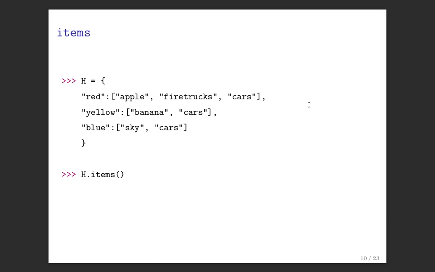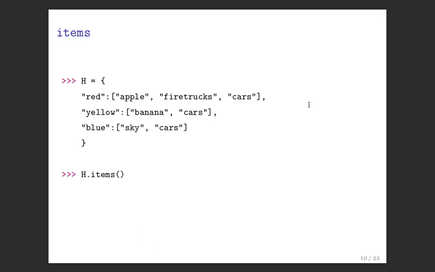So I'm just going to define, suppose I wanted to create a dictionary which paired keys of colors to values of things that have that color, right? So things that are red: apple, fire trucks, cars. Things that are yellow: banana, and cars. Things that are blue: sky, and cars. I just wanted to emphasize that things can be in multiple categories, right? I could ask a question like this: is there any item which could be any color? That would be a good question to ask on this data type.